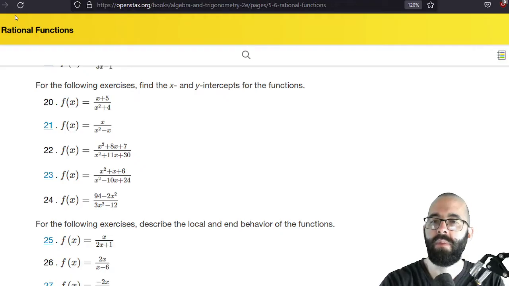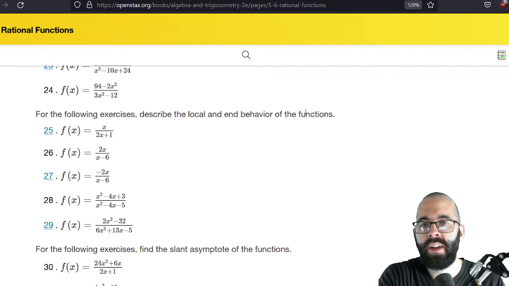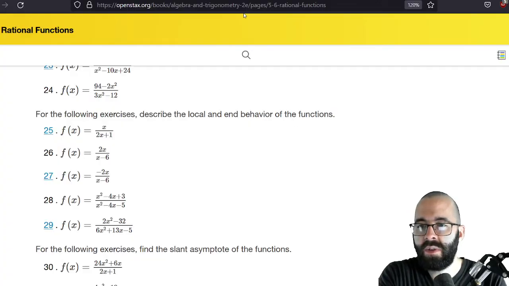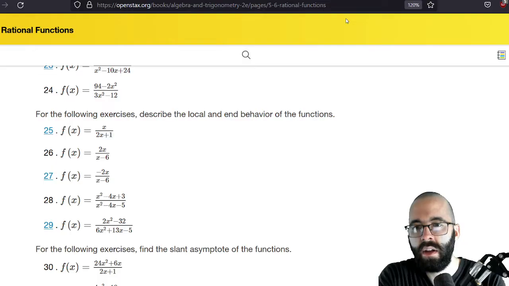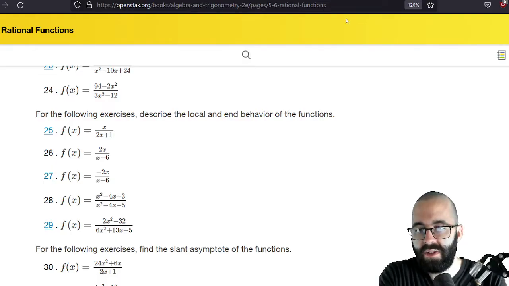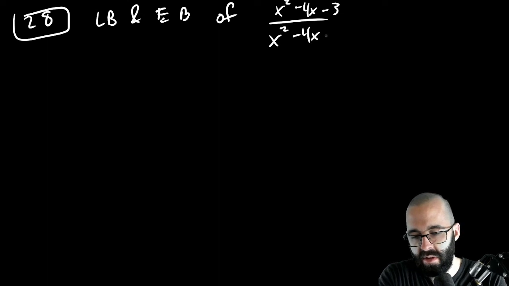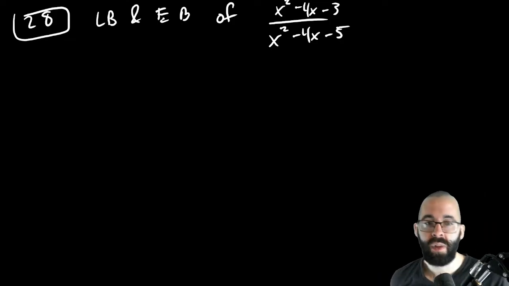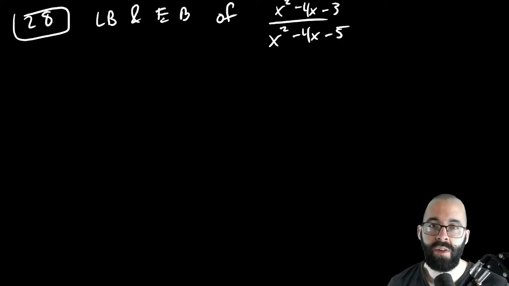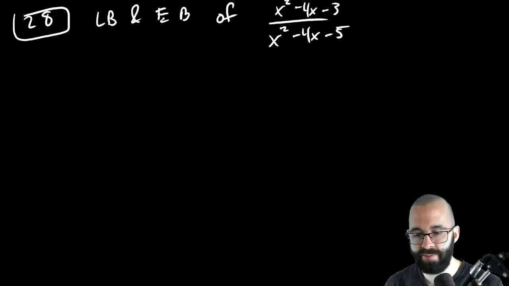All right, let's do another one, 28. Describe the local and end behavior of the function. Our function here is x squared minus 4x plus 3 divided by x squared minus 4x minus 5. So local behavior, we're going to be caring about asymptotes and arrow notation. End behavior, we're going to look at the end behavior of the leading terms.